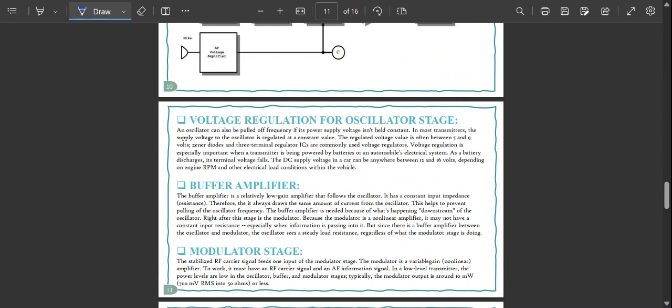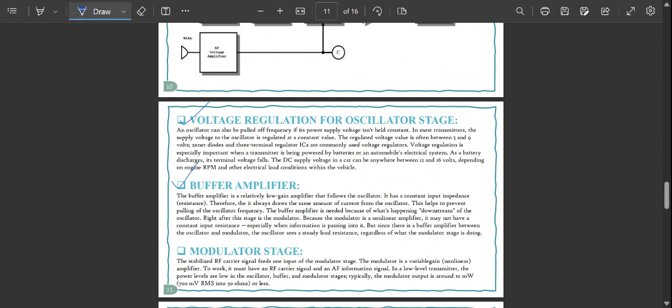As the battery discharges, its terminal voltage falls. The DC supply voltage in a car can be anywhere between 12 and 16 volts, depending on engine RPM and other electrical load conditions within the vehicle. The buffer amplifier is a relatively low gain amplifier that follows the oscillator. It has a constant input impedance, therefore, it always draws the same amount of current from the oscillator.